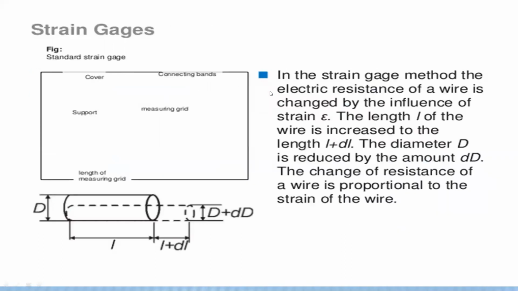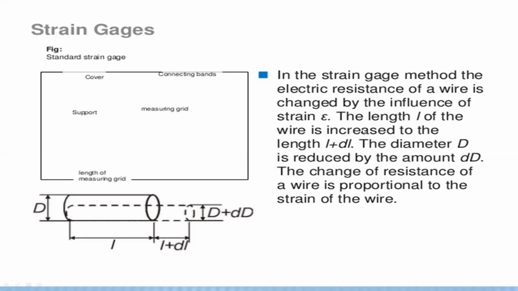So the strain gauge is the method where the electric resistance of a wire is changed by the influence of the strain, and the length of the wire is increased. The original length L and the change in length, it is L plus DL, where DL is the change in length. The diameter D is reduced by the amount of DD. That is D minus DD, where capital D is the original diameter and DD is the change in diameter.